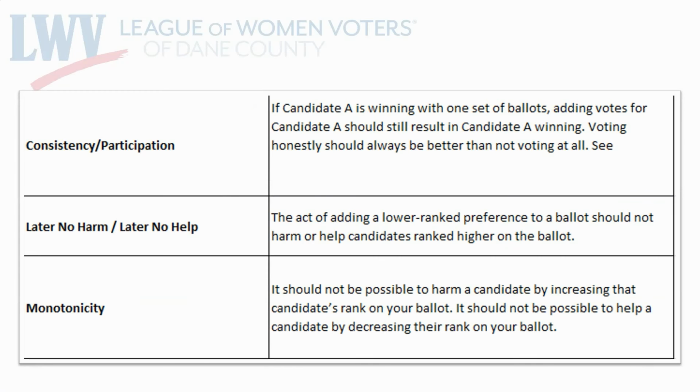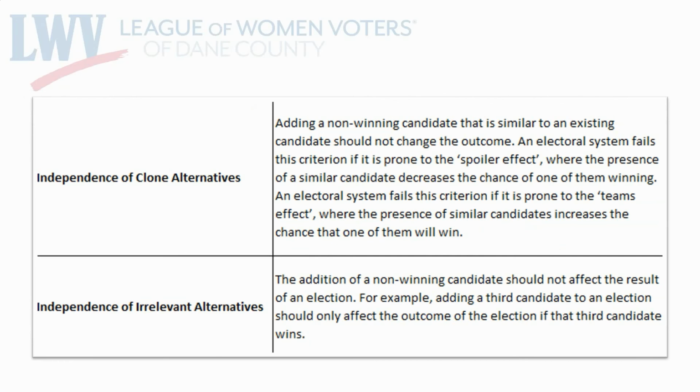Monotonicity states that it should not be possible to harm a candidate by increasing that candidate's rank on one's ballot, and it should not be possible to help a candidate by decreasing that candidate's rank on one's ballot. Independence of clone alternatives states that the existence of a non-winning similar candidate should not change the outcome of an election. Violations to the independence of clone alternatives include the spoiler effect, which is when the existence of a similar candidate can hurt a candidate, and the reverse teaming effect, which is when the existence of similar candidates helps a candidate.